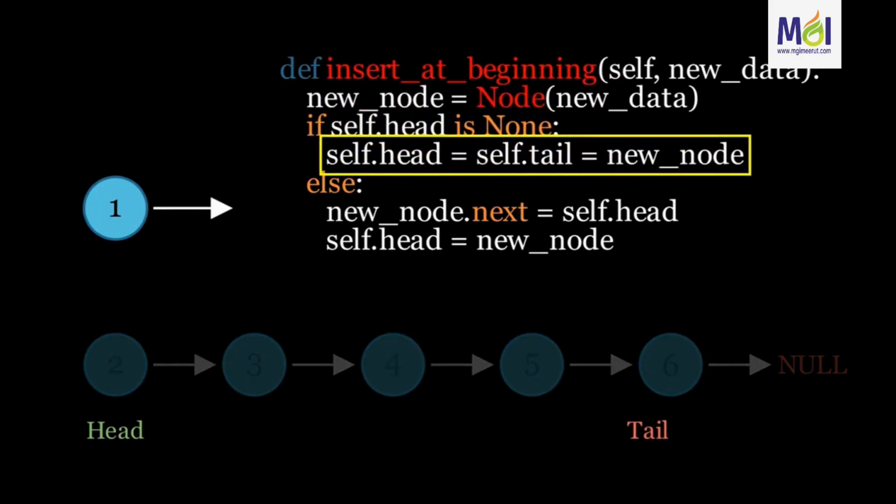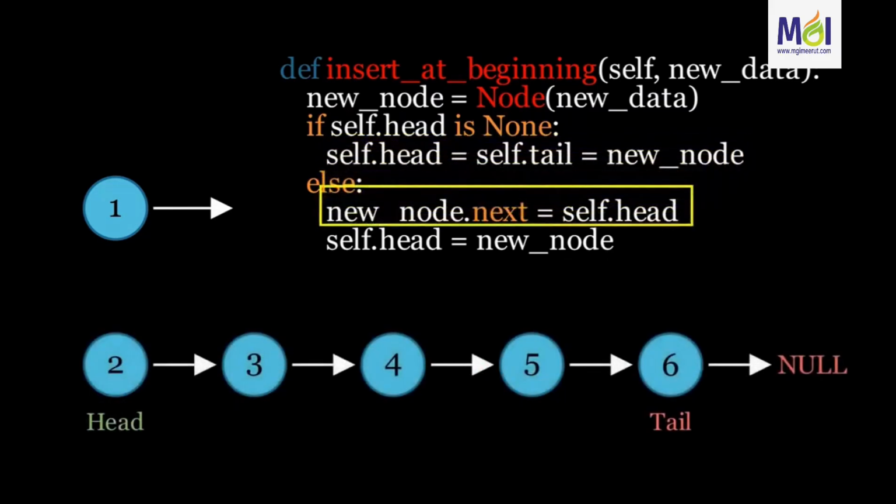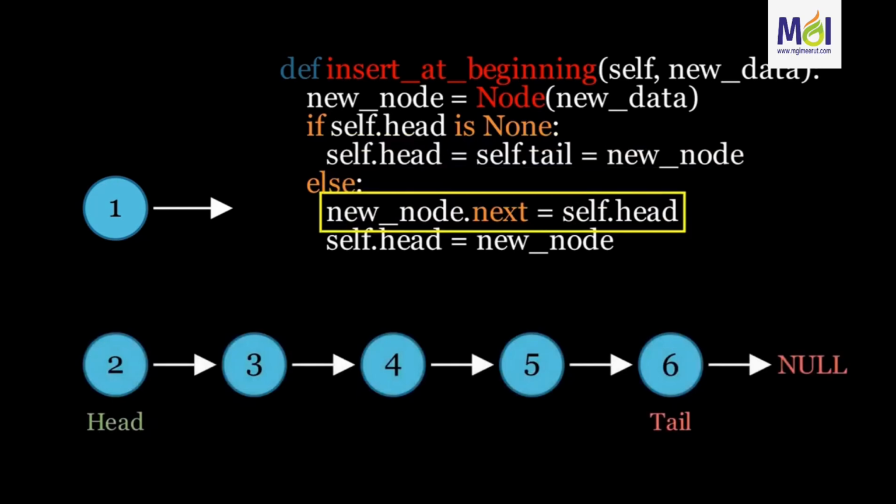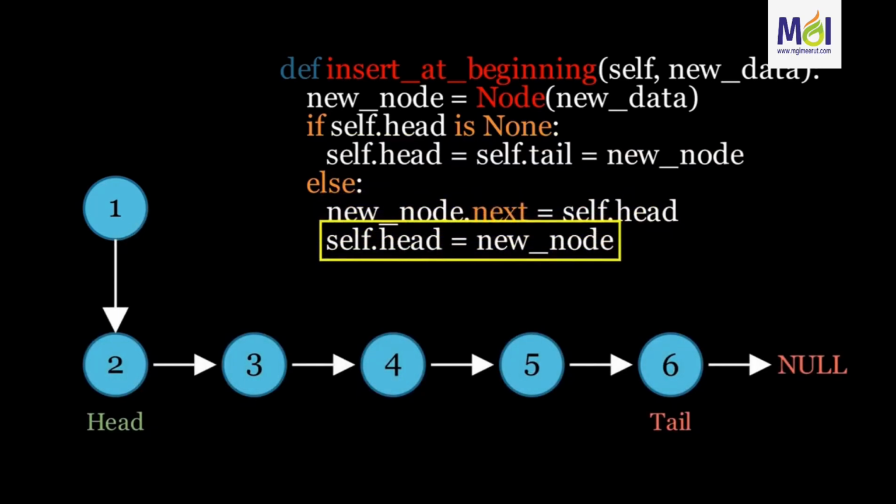If the list is empty, we'll assign both the head and tail to this new node. If the list is not empty, we'll set the next pointer of the new node to point to the current head node, and then update the head pointer to this new node.